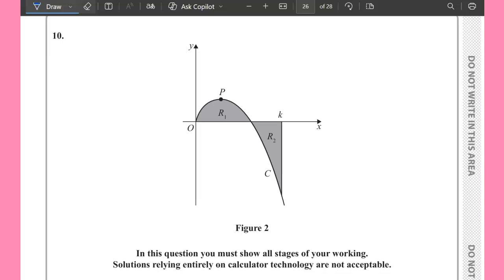Welcome back. This is question 10. Let's finalize with question 10. You are given area under curve.